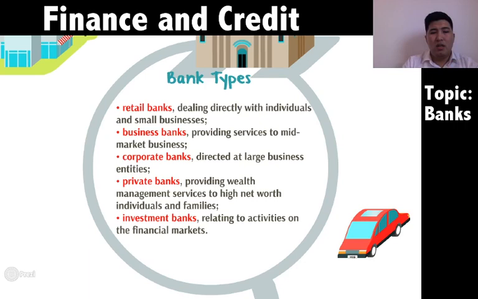Next come private banks. Private banks work mainly with individuals, but with wealthy individuals, with rich people. And the last one is investment banks. Investment banks are very different from the others because they do not give loans or receive deposits, but instead they carry out investment activities. They engage in the capital markets, so they buy stocks and bonds.